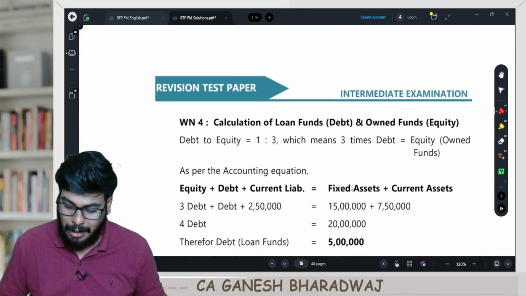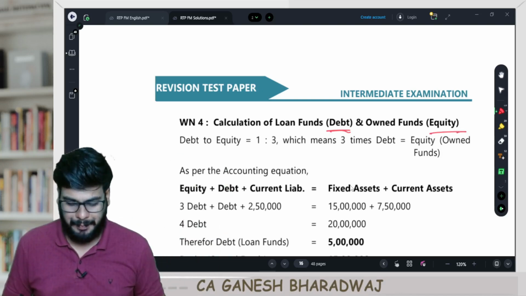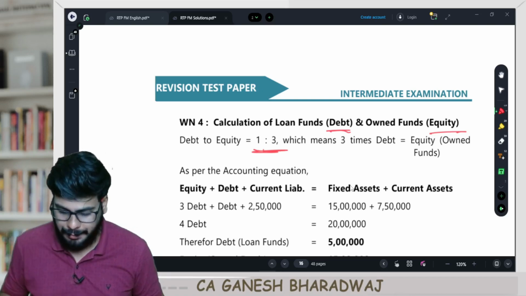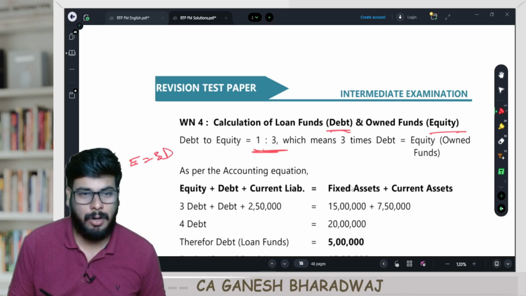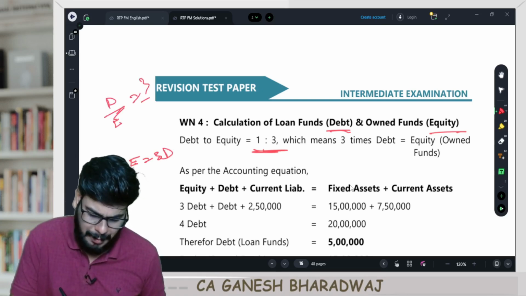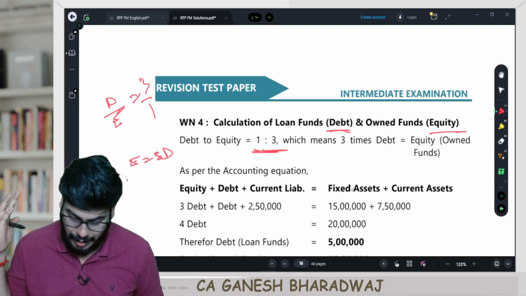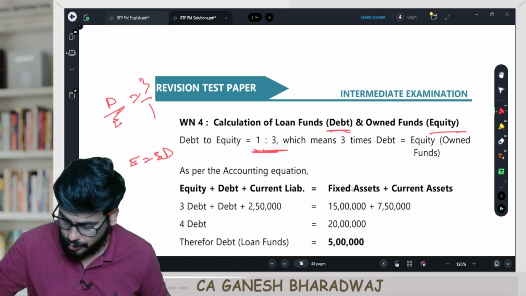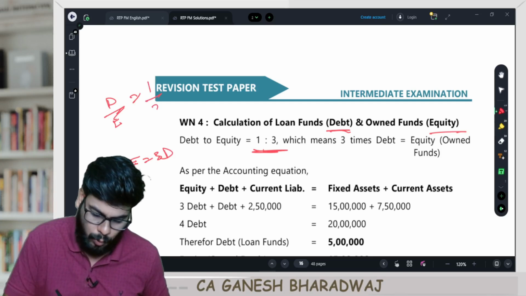Fine. The next one. Calculation of loaned funds to owned funds, that is debt and equity. In the question, they have given debt to equity is 1:3. They have given, no, right? Or in other words, which means what? Equity is 3 times your debt. Are you clear with this? So can I say equity is equal to 3 times debt? Debt equity ratio is given as 1:3. I'm sorry, guys. They have given it as 1:3. Some mix-up there. Yes, 1:3, right?